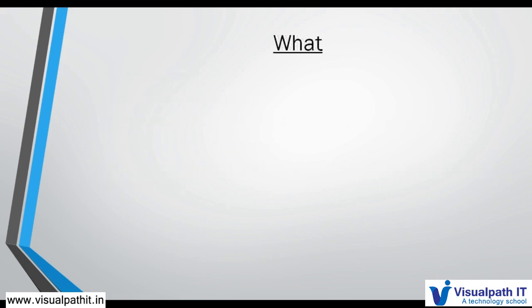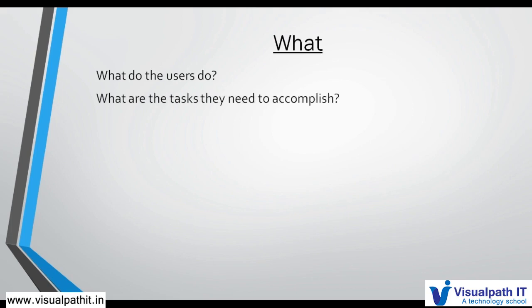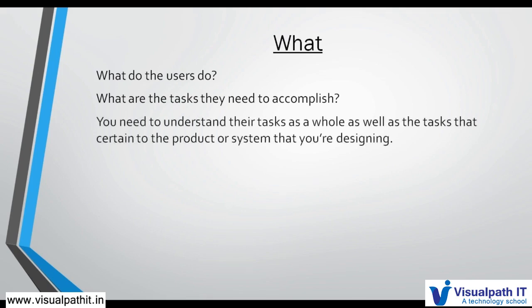The next W is what. With the what, we ask questions like: what do the users do? What are the tasks they need to accomplish? You need to understand the task as a whole, as well as the task that pertains to the product or system that you are designing.